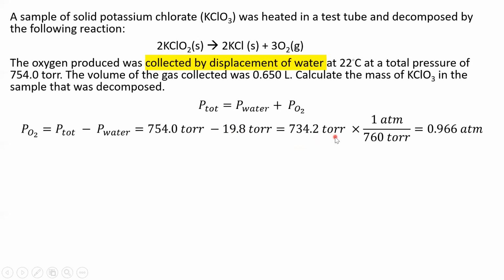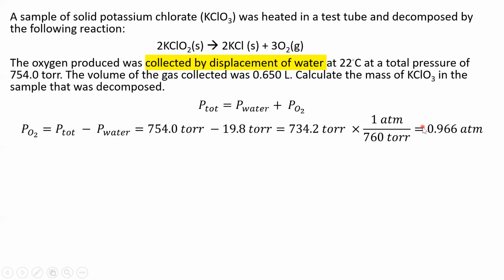Now, we don't usually work in terms of torr. We work in terms of atm when we deal with pressures. Most of your problems have been in that way. So to do a quick conversion, there are 760 torr per 1 atmosphere. So the pressure exerted of just the oxygen gas is 0.966 atm. Okay, so this is our pressure of our oxygen gas.